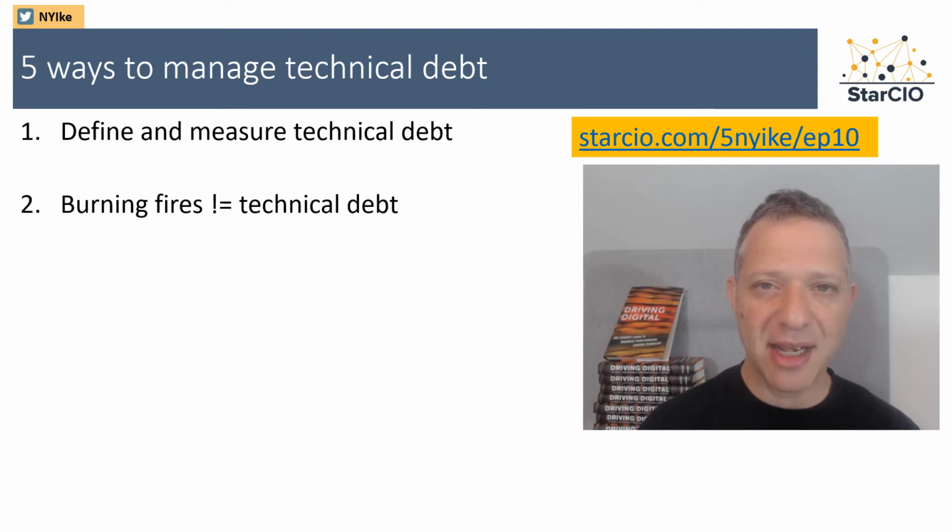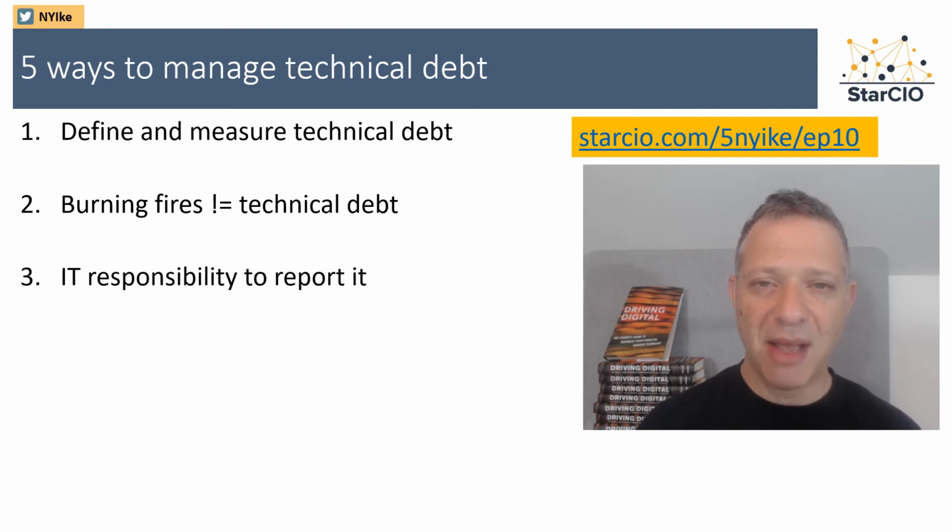Number 2, recognize that technical debt and burning fires are not the same thing. What I call a burning fire is something that's broken, something that's not operating well, something that's not reliable, something that's just so outdated it's a real existential risk in your organization. And we're going to put a different label around that than technical debt, just so that our organization can respond to it more proactively.